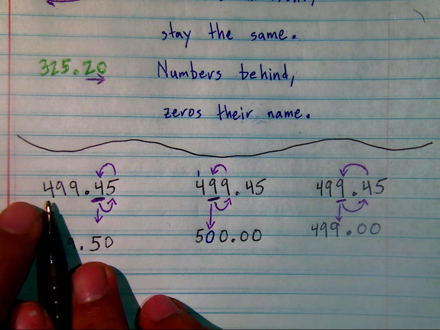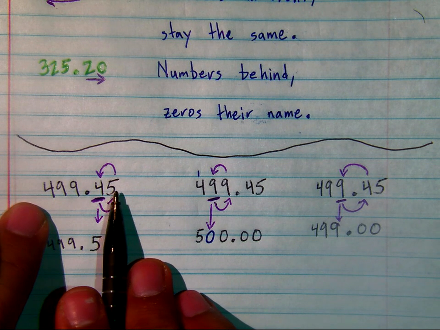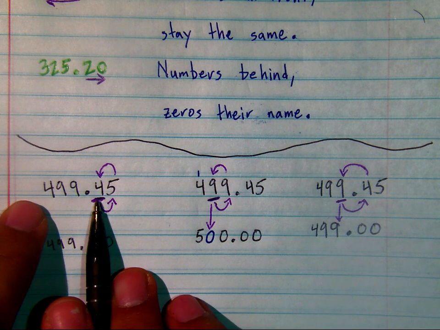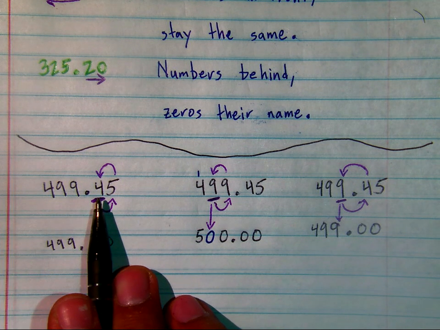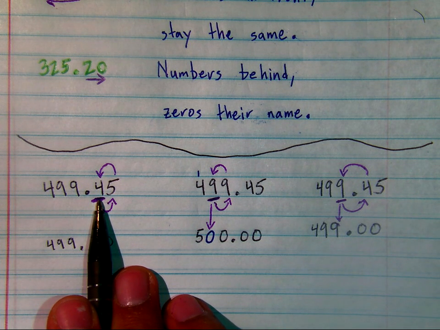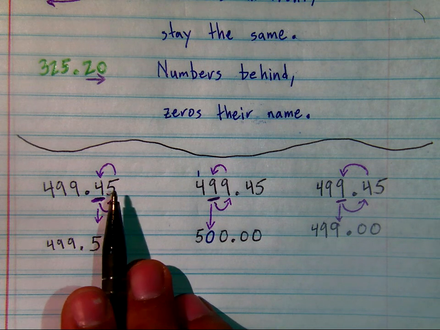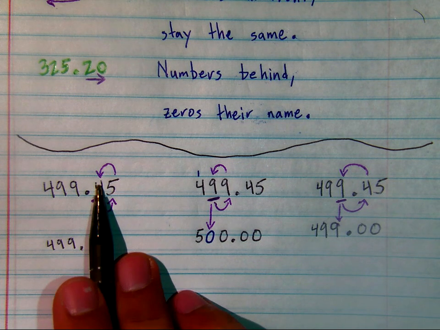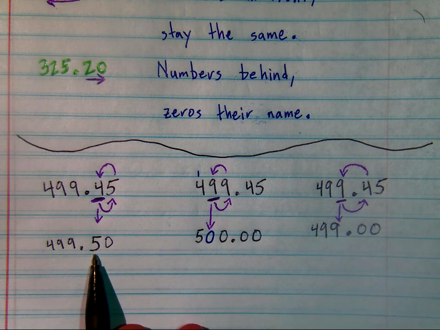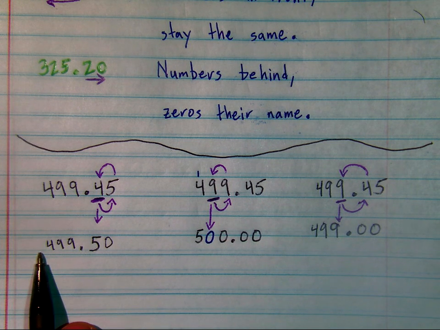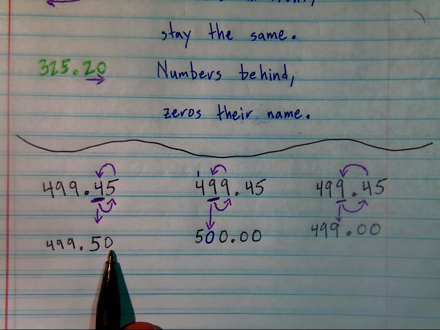If you look at the number 499.45 and you round to the tenths, then you find your place. Here's the tenths. Look next door. Is it 5 or greater? Yes. So add one more to the place that you're rounding to. Numbers in front stay the same. Numbers behind zeros your name. And that's it.